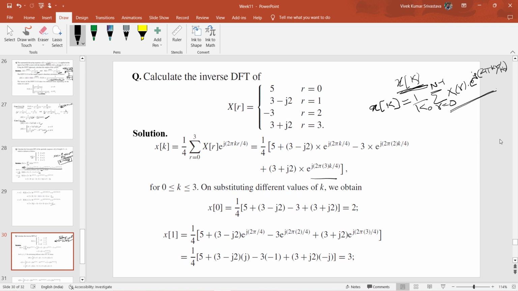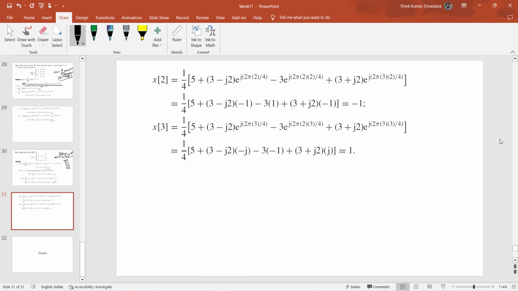Now to get the coefficients of the discrete time signal, that is x of 0, x of 1, x of 2 and x of 3, I will put the value of k in this expression as 0, 1, 2 and 3, and I will get these coefficients. That's how we can use the analysis equation and synthesis equation of the discrete Fourier transform to evaluate the different coefficients.